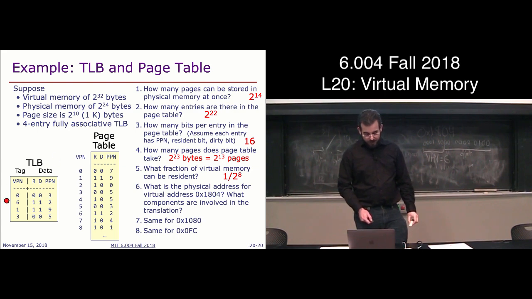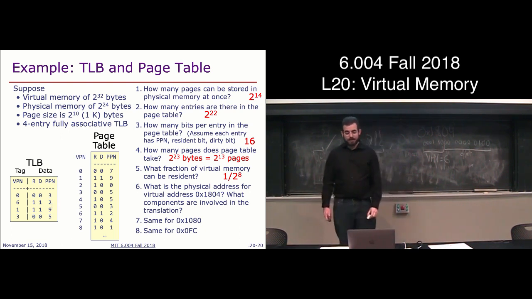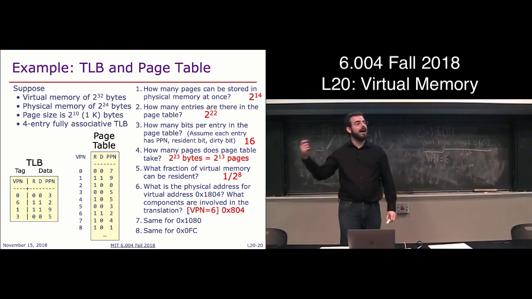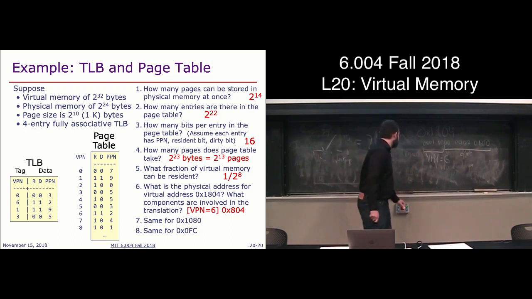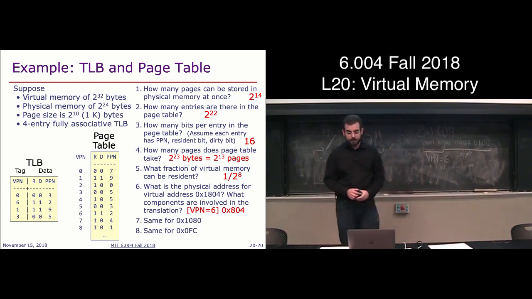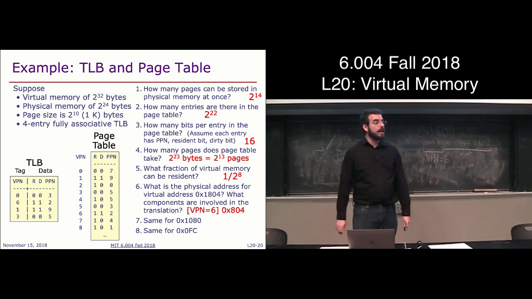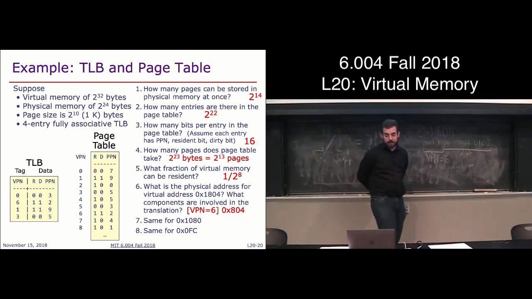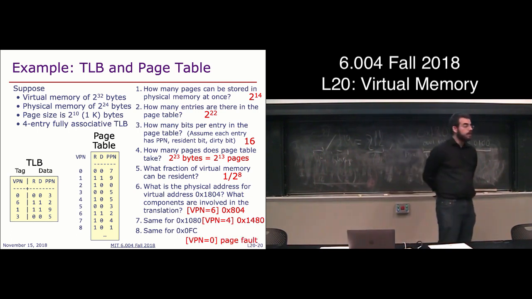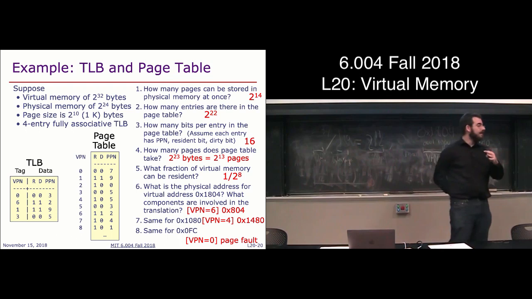And so what components are involved in this translation? Well, we go to the TLB. Do we have a translation for 6? Yes. And what is the physical page number? 2. And so given that, you can go back and compute the physical address for this virtual address. In this particular case, you only had to check the TLB, because you already had a valid translation. For some of these other ones, you'll see that you actually need to go to the page table, and in one of the cases, you go to the page table and you don't find a translation.